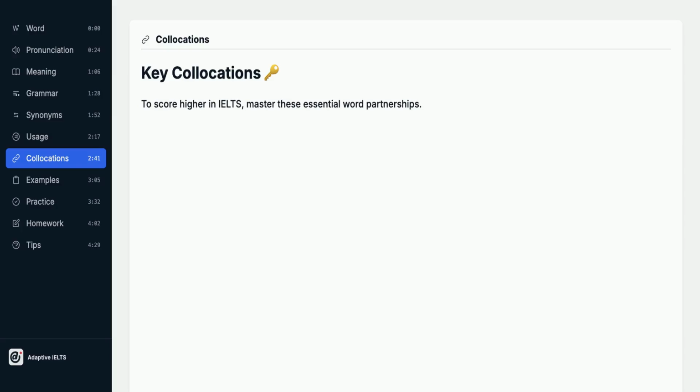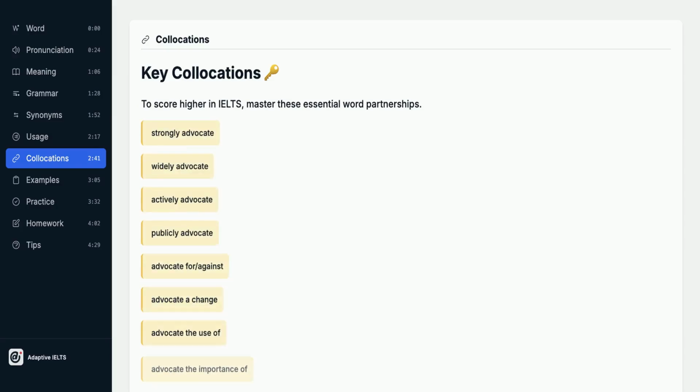To score higher in IELTS, master these essential word partnerships. Common collocations include strongly advocate, widely advocate, actively advocate, publicly advocate, advocate for against, advocate a change, advocate the use of, advocate the importance of, be an advocate for, serve as an advocate.